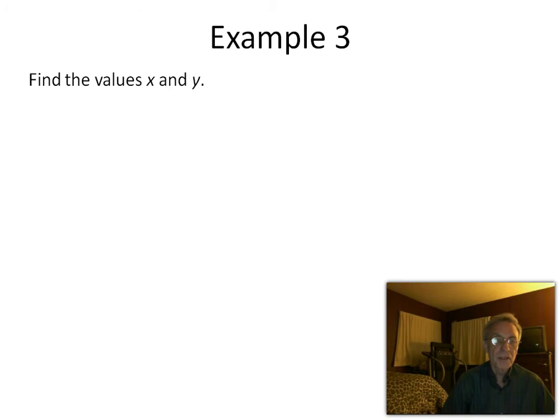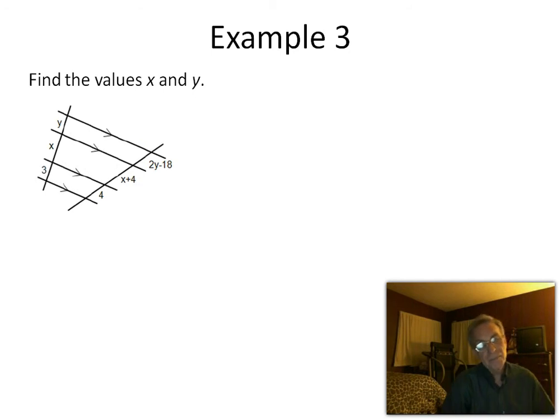Alright, example 3. This time we have two variables to find, x and y. So let's take a look at what we have for our diagram. In our diagram, this is a little bit more complicated. As you notice, you have x, y on the left side and a 3. And on the right side you have 2y minus 18, x plus 4, and 4.